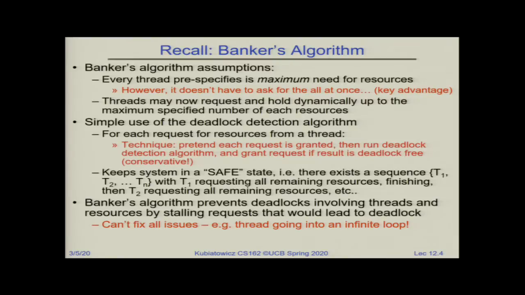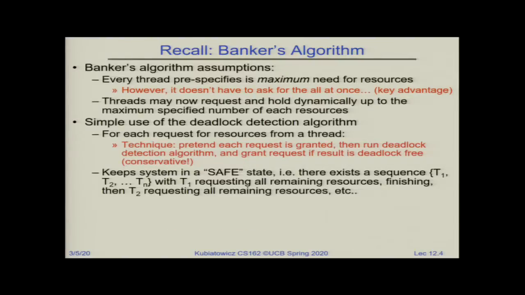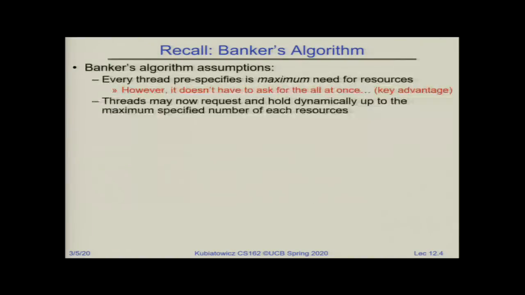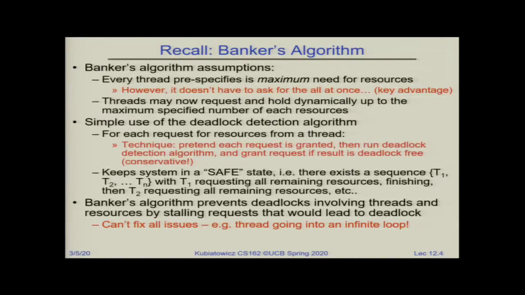All right? And the banker's algorithm prevents deadlocks involving threads and resources by stalling requests that would lead to deadlock. It's important to note that what the banker's algorithm does is prevent you from getting into these unresolvable cycles involving threads and resources. But it can't fix bad programmers. If your thread goes into an infinite loop holding resources that are needed to finish, that may be an unresolvable situation, but the banker's algorithm isn't going to fix that for you.